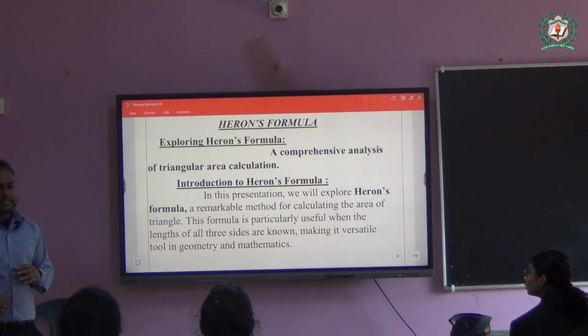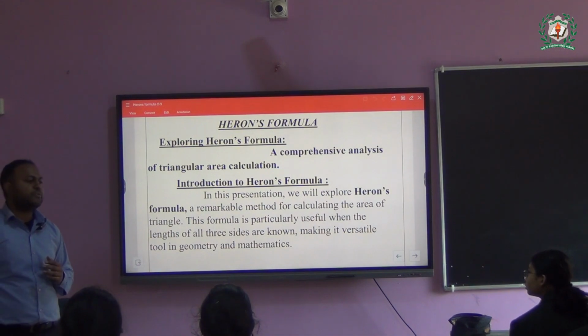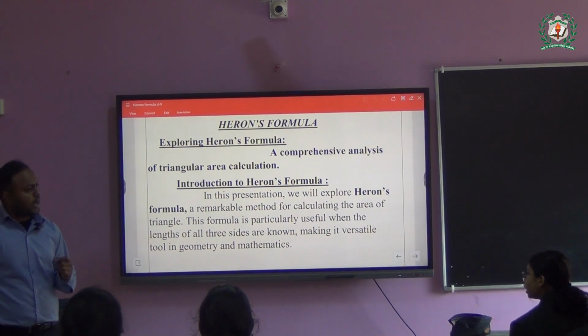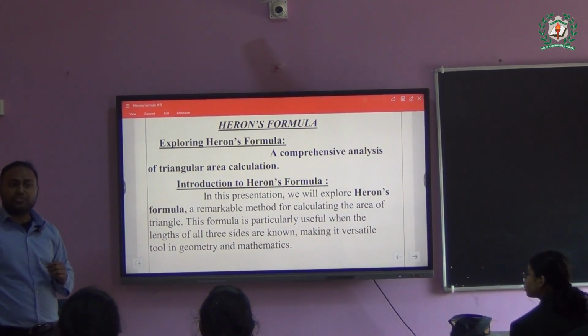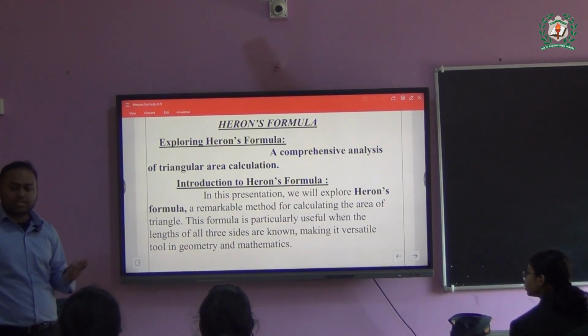Because in our previous classes, what we saw is that the area of a triangle we calculated with the help of half into base into height. And triangles are categorized in three forms, as we know: equilateral, isosceles and scalene.